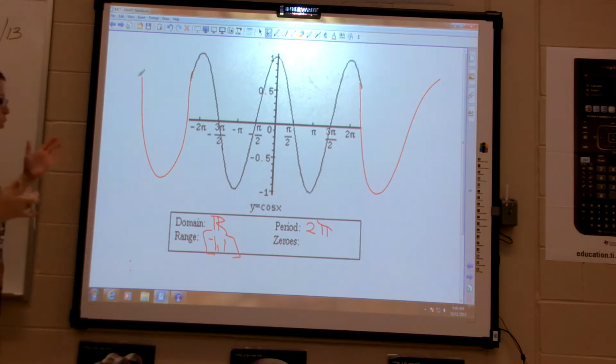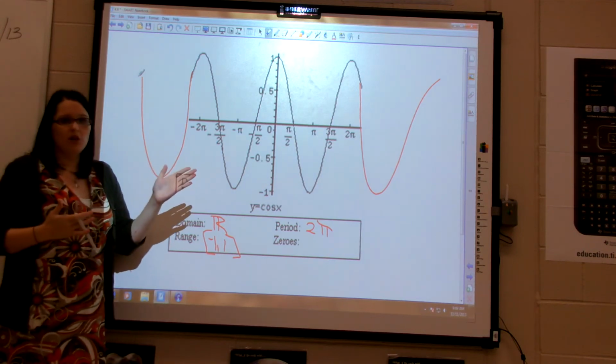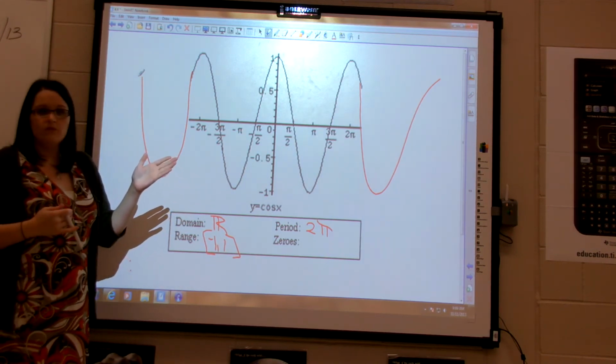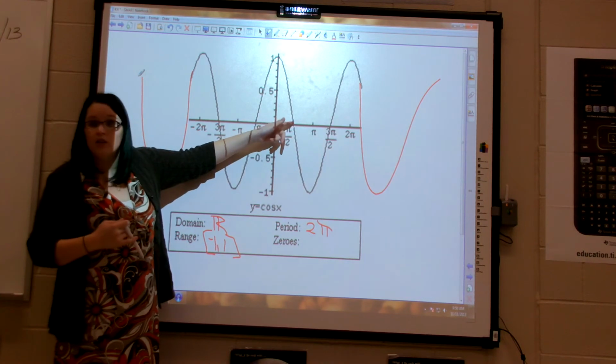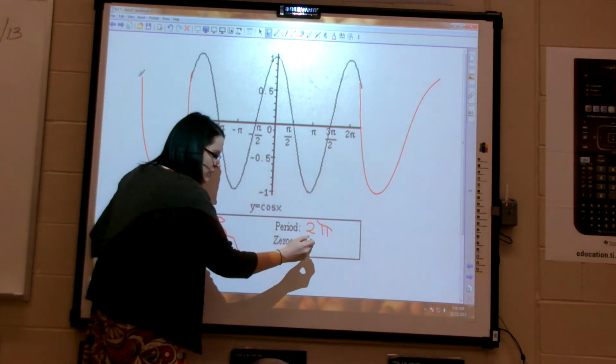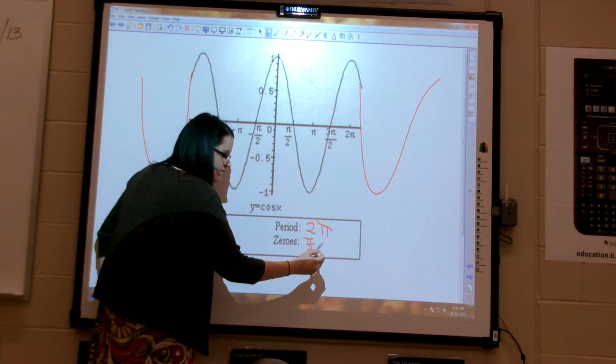So here's what you do. Where does the first positive zero occur? Pi over 2. You guys agree this is the first one? So this is what I do. I write the first one. The first zero occurs at pi over 2.